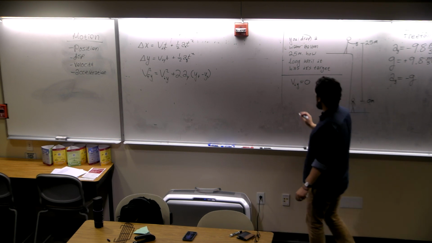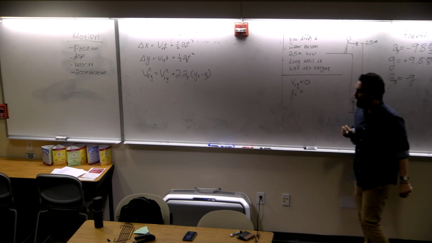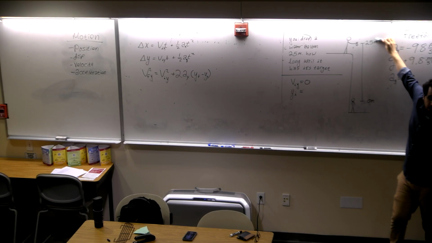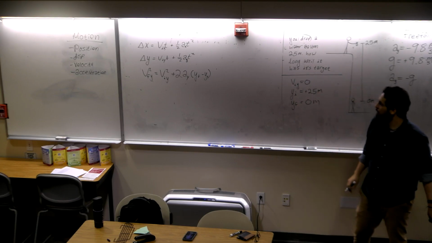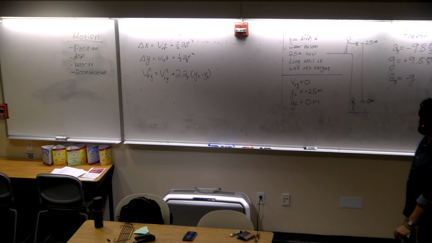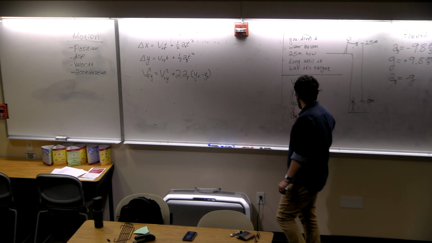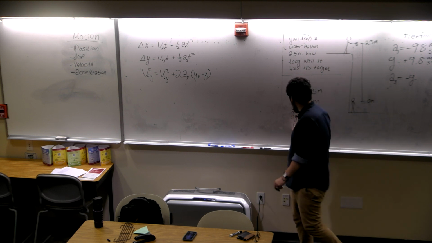We look at this and we say, well, what is our y initial? If you define 0 to be the target's head, y initial is 25 meters above that. Y initial is positive 25 meters. Y final is 0 meters. And your acceleration in the y direction is negative g. So then the question is, what becomes of the time?